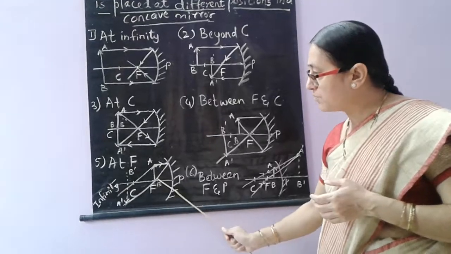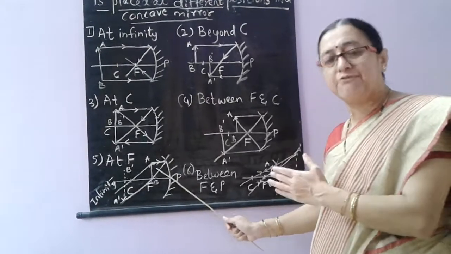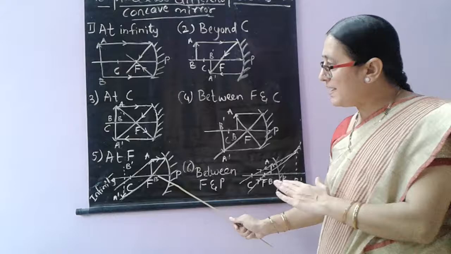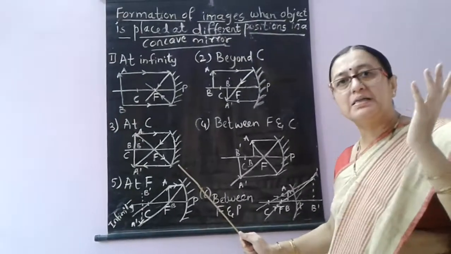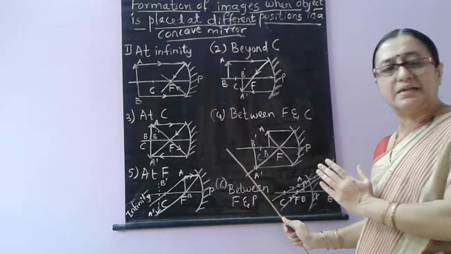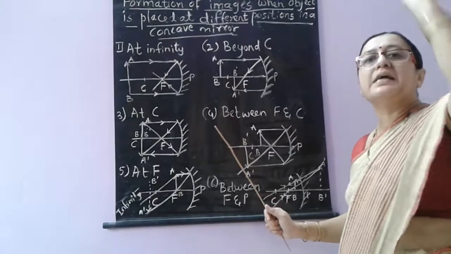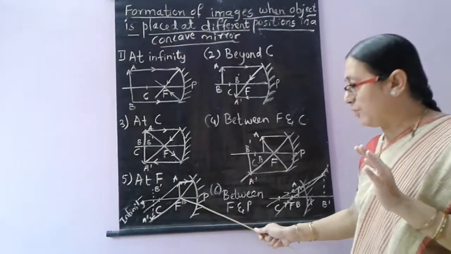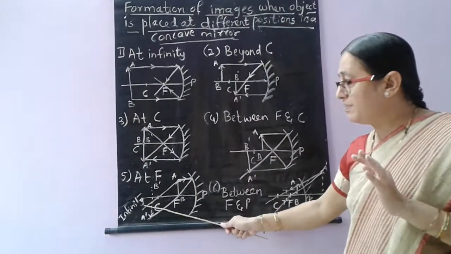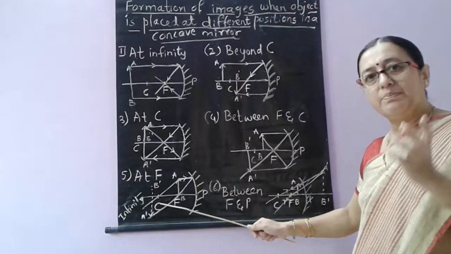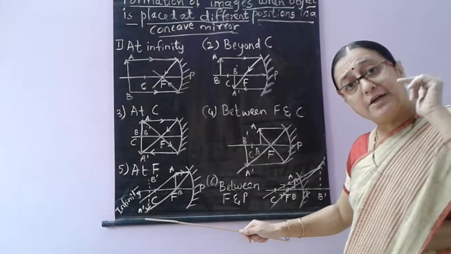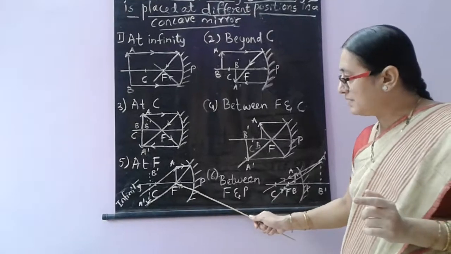If you keep the object at F, at focus, then the image is formed at infinity. We can't see the image. We can see the image in the mirror, but the actual image is formed at infinity. So at this point, the image is formed at infinity, and again it will be real, and still it will be inverted only. So this is the position.